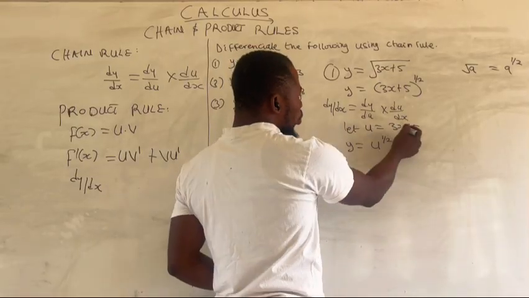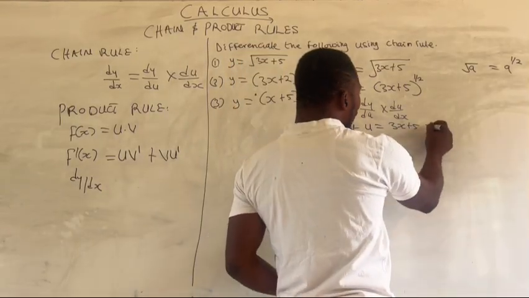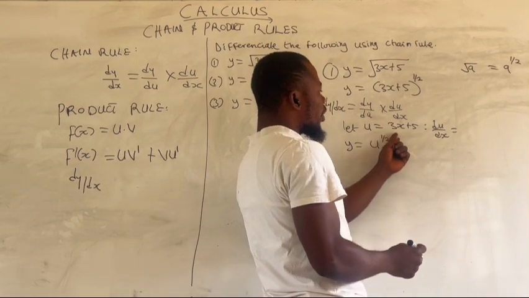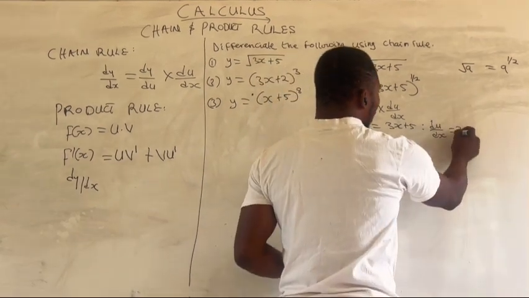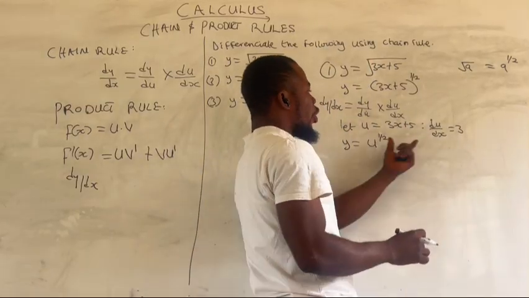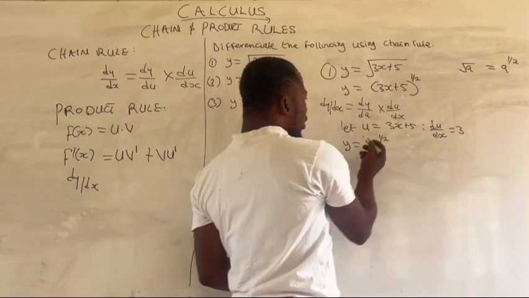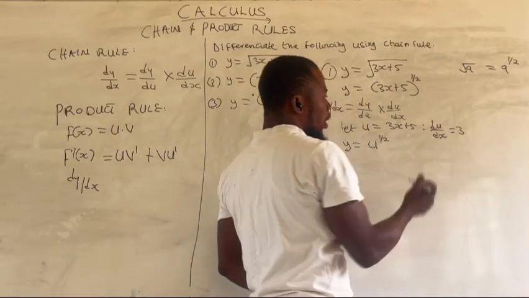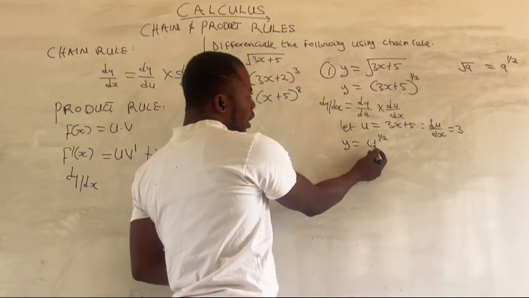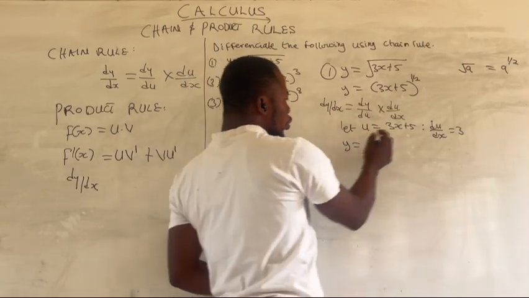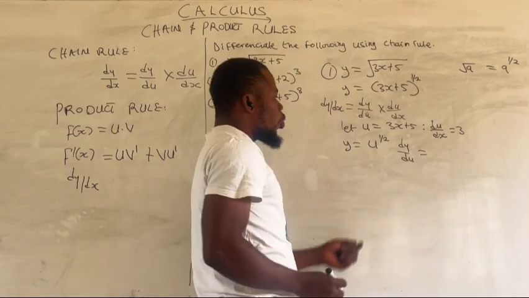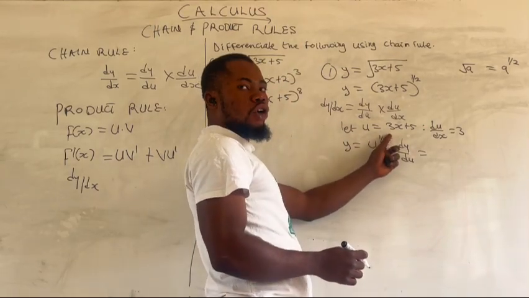So differentiating u with respect to x, du/dx will be equal to, if you differentiate 3x, you have 3. If you differentiate 5 or any constant number, you'll have 0. So the derivative of 3x plus 5 will give us 3. So our du/dx is now 3. We will differentiate y again with respect to u. So our dy/du will now be equal to the derivative of u raised to the power of 1 over 2.